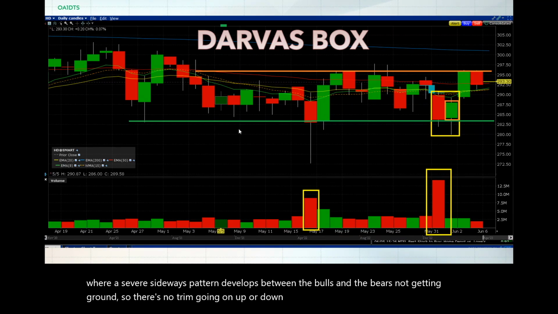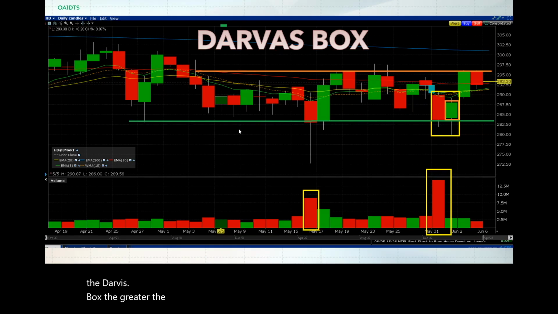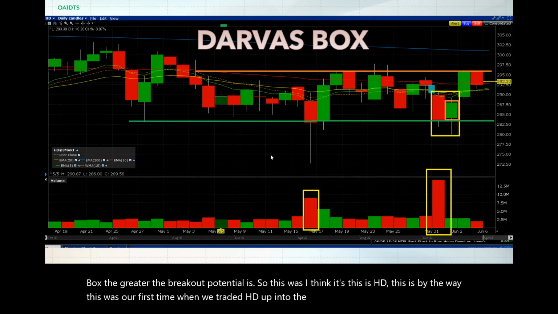Microsoft went through one of these a couple of years ago that was massive, and when it broke out, it was a 90-point run. The longer the Darvas box, the greater the breakout potential. So I think this is HD. This was, by the way, our first time when we traded HD up into the 305 or 306 level.